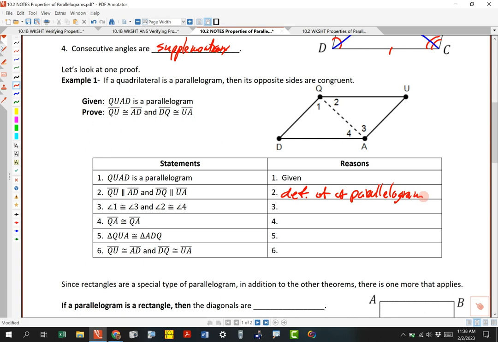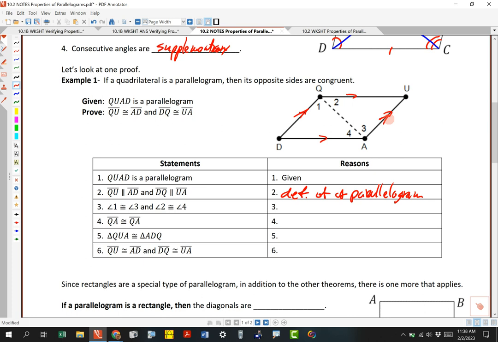So here's what we've got. Those two are parallel, and those two are parallel. By definition, that's what a parallelogram is. Angle 1 congruent to angle 3. So notice that they did this. They drew an auxiliary line. That's what we call this, an auxiliary line, so that they could make angle 1 and angle 3, and angle 2 and angle 4.